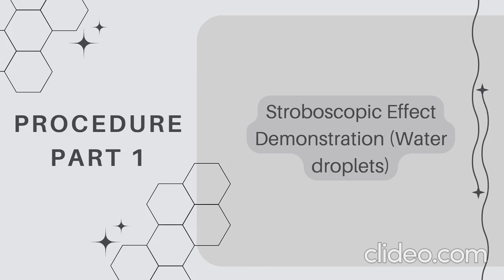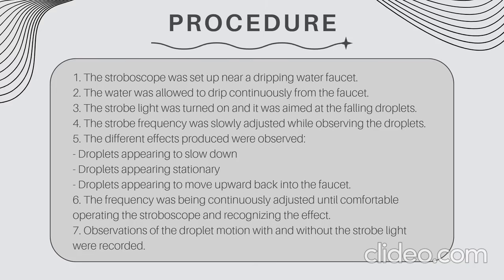The first part of the procedure was a stroboscopic effect demonstration using water droplets. So firstly, the stroboscope was set up near a dripping water faucet. The water was allowed to drip continuously from the faucet, and the strobe light was turned on and aimed at the falling droplets. The strobe frequency was slowly adjusted while observing the droplets, and the different effects produced were observed: droplets appearing to slow down, droplets appearing stationary, droplets appearing to move upward back into the faucet. The frequency was continuously adjusted until it was comfortable operating the stroboscope and recognizing the effect. Observations of the droplet motion with and without the strobe light were all recorded.